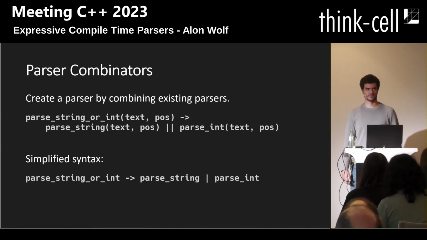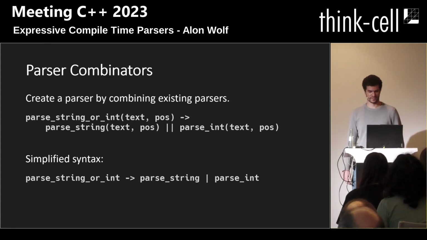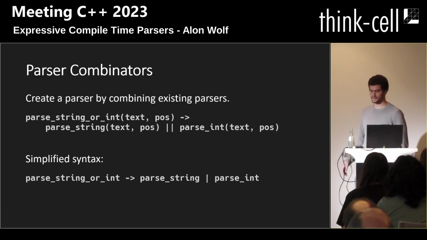same arguments and returns an integer or an error, we can combine them to create a new parsing function that returns a string or an int by first calling the parseString with the parameters, and if it fails, calling the parseInt function. Because all the functions have the exact same input arguments, we can simplify this pseudo-syntax and remove the function arguments.